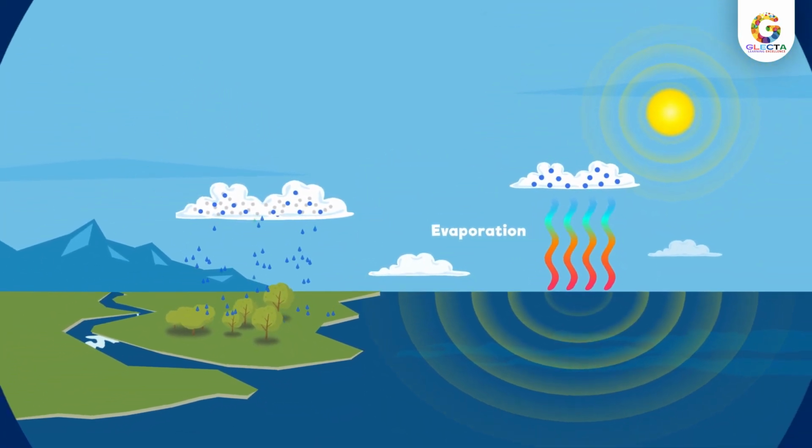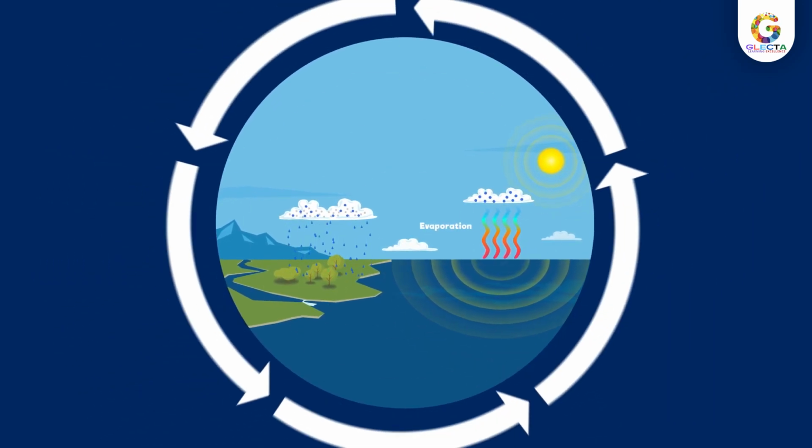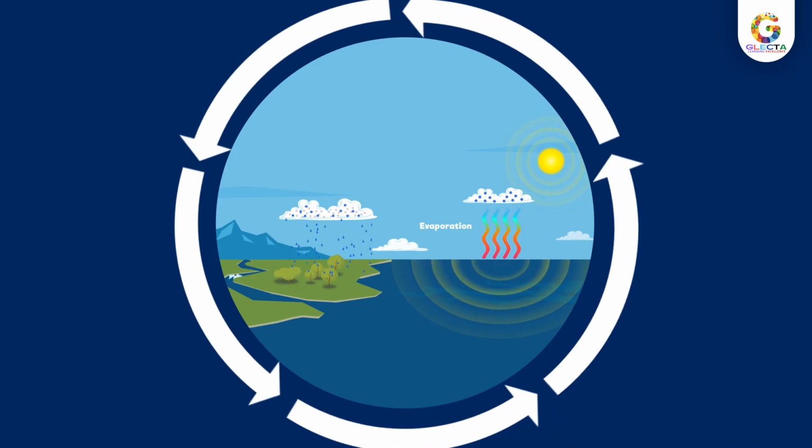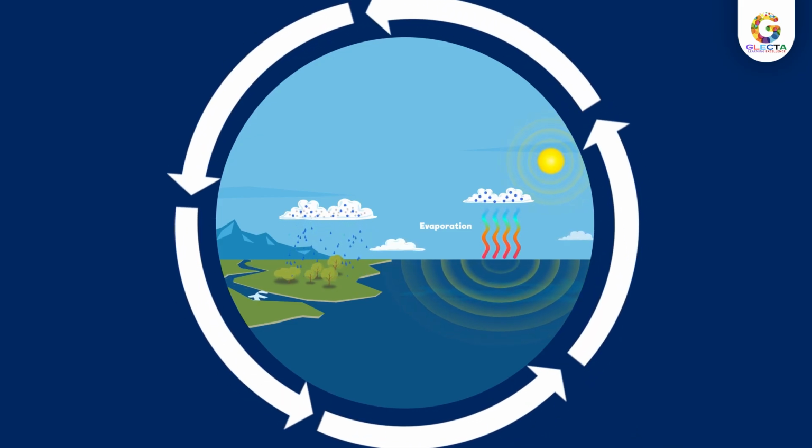This is called the water cycle and keeps water moving from the ground to the sky, providing the water needed for plants, animals and people to survive. So now you know.